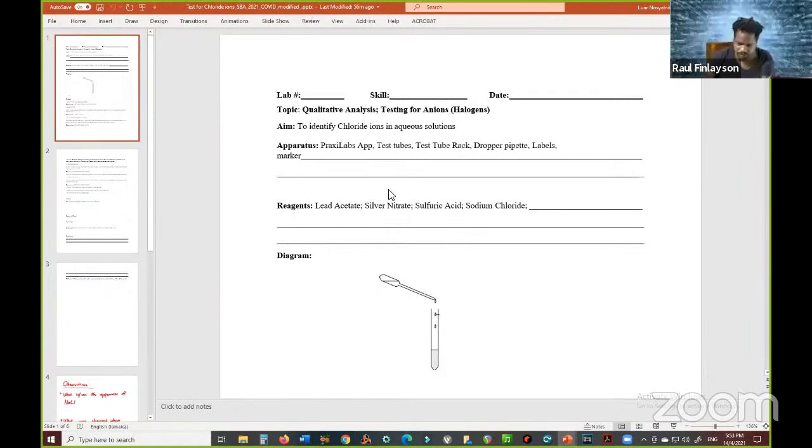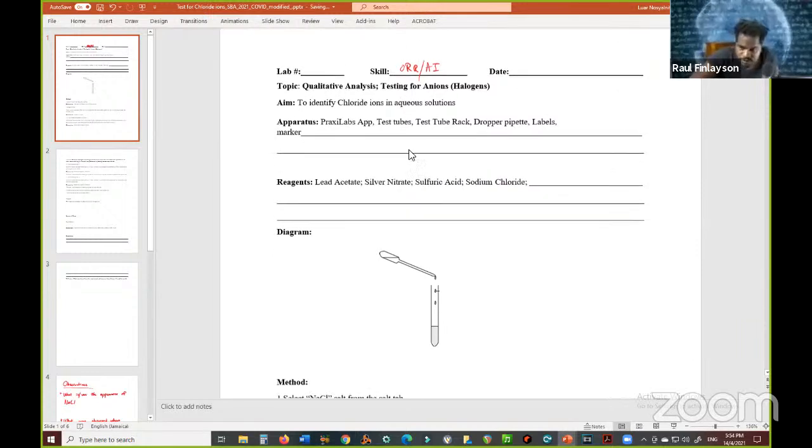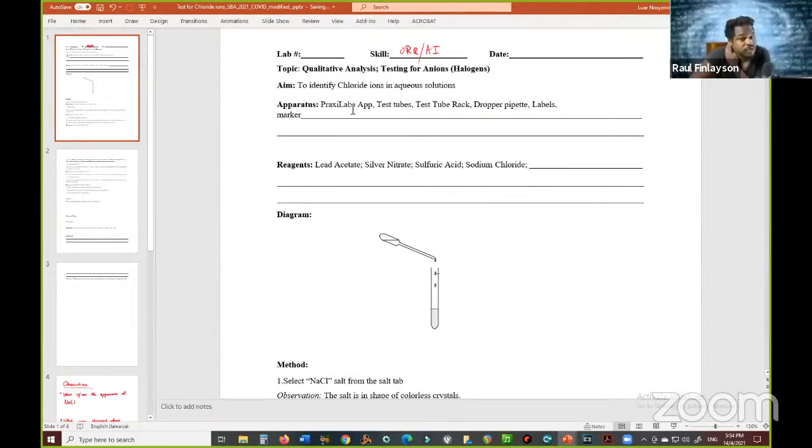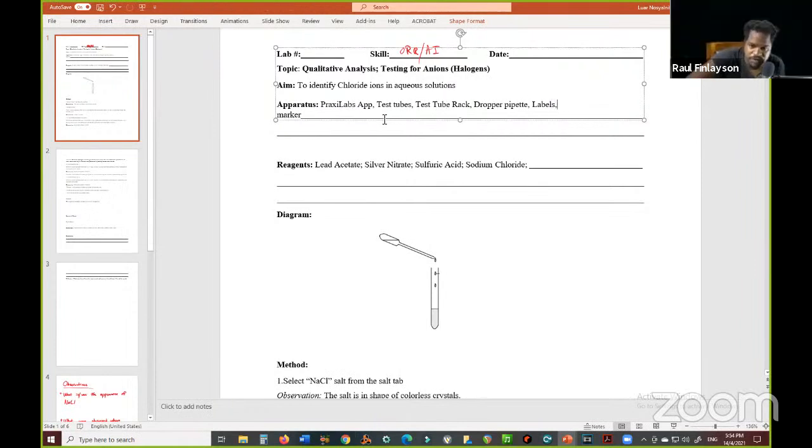So remember this is ORR. What's happening here? Okay, this is an ORR, and certainly an AI. Now going through this, when I assume that we have everything set up, I'm trying to see if we used or didn't add anything in the apparatus. But I want to get this part correct. Apparatus: test tube, dropper pipette, and labels. Okay, labels were on those already.